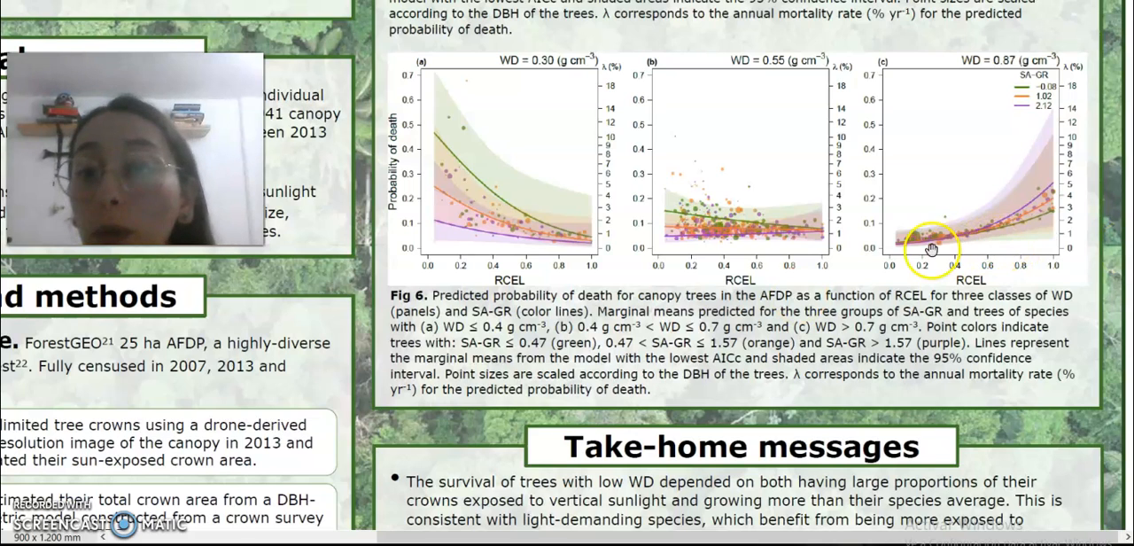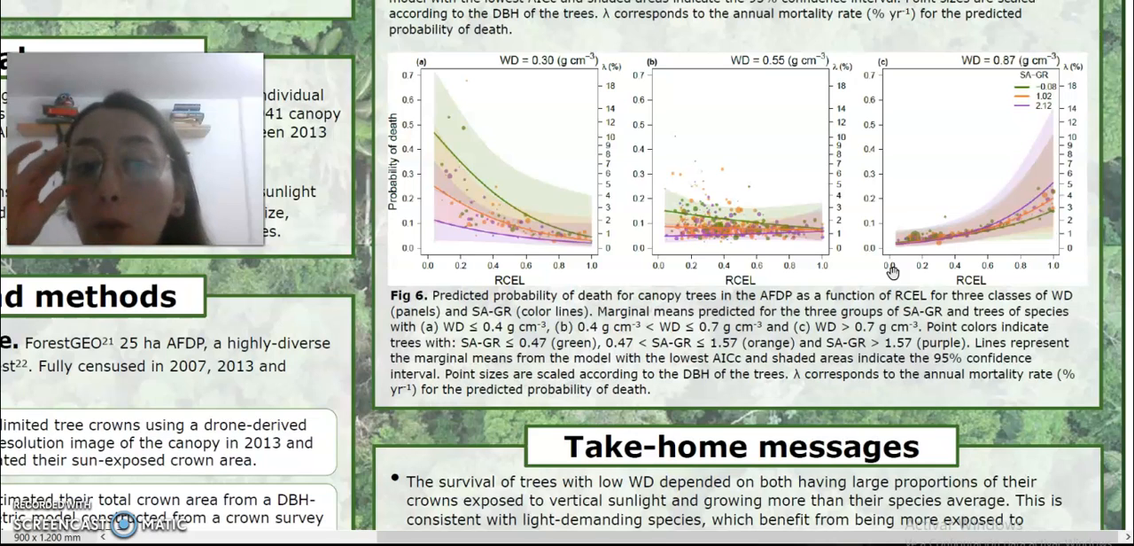By contrast, for trees of species with high wood density, we found that relative crown exposure to light was positively related to the probability of death, but was not dependent on species-adjusted growth rates. This means that the survival of trees of species with high wood density decreased as light availability increased, and we propose that this group may be composed of shade-tolerant species, which typically have high wood densities.